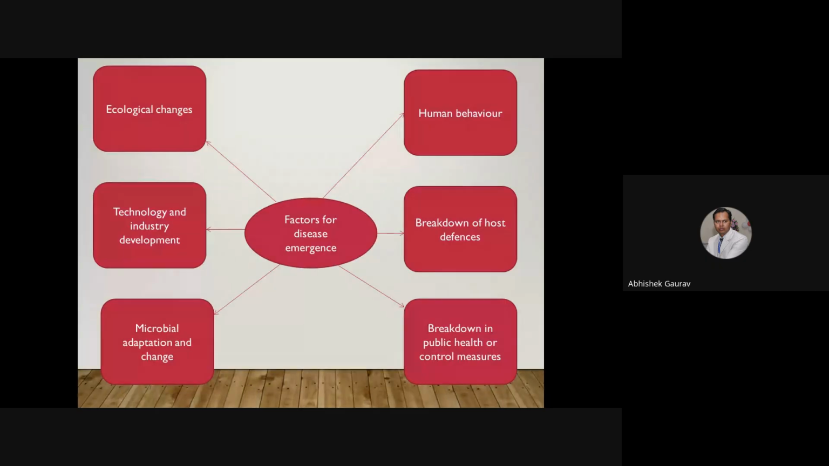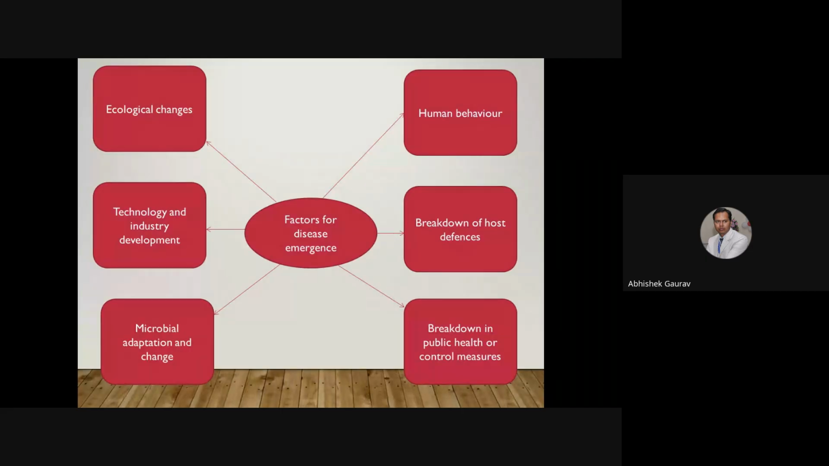Then microbial adaptation. Like in COVID-19, there are several variants of the RNA virus. Similarly, in bird flu, we can see antigenic drift and antigenic shift. So these are some of the microbial adaptations and changes which led to the emergence of newer pathogens. Point mutations, like in COVID-19, we saw a lot of variants coming up one after another.